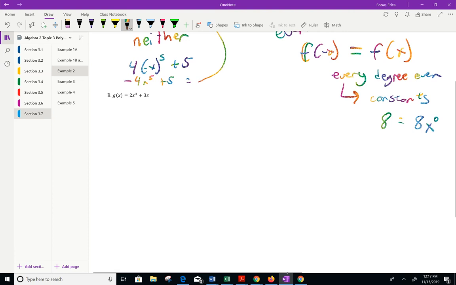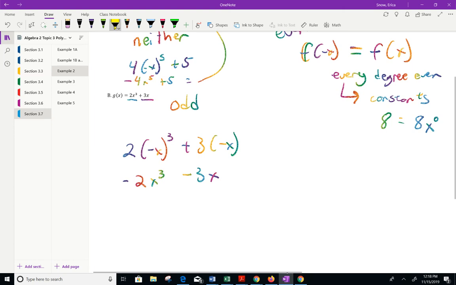But down here, I've got an odd power and an odd power. So this function should be odd. So if I get 2 times negative x cubed plus 3 times negative x, this is negative 3x, and this is negative 2x cubed. And so both of those are the opposite of what they started. So because the whole thing is opposite, it is an odd function.